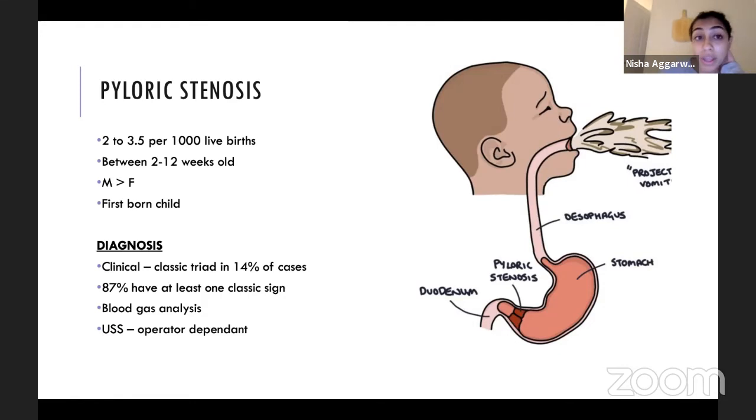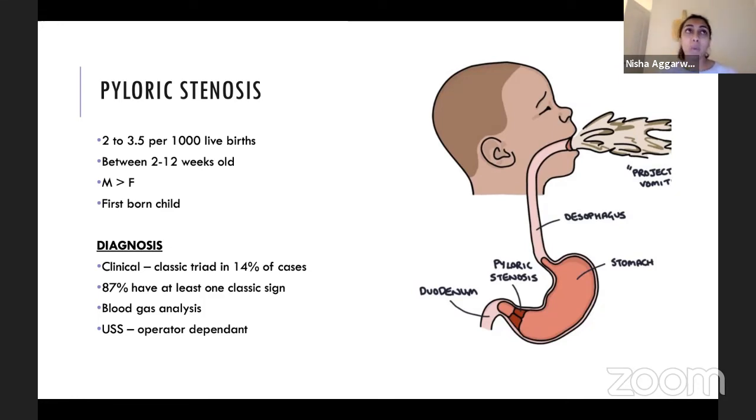It's very textbook. It happens at about 2 to 3.5 per 1,000 live births, and it's often when they're quite little, so 2 to 12 weeks old. Think about it then. And it's more common in males, so I think the ratio is about 2 to 1, so it's twice as common in boys as girls, and it's more common in a firstborn child. Don't ask me why, but it is. I don't know why.